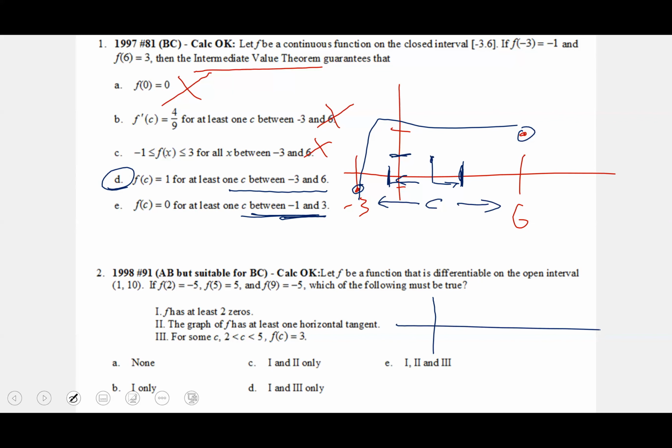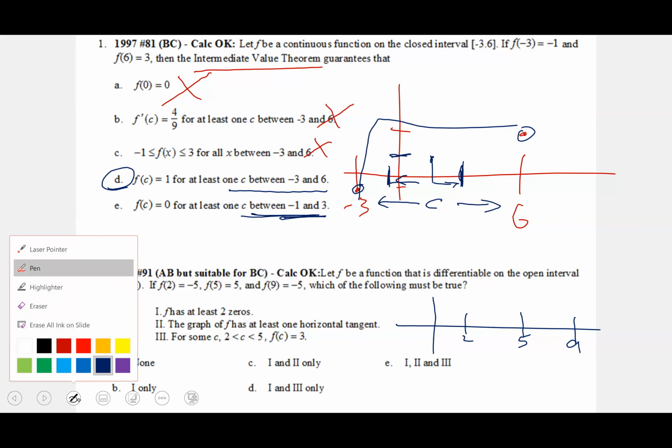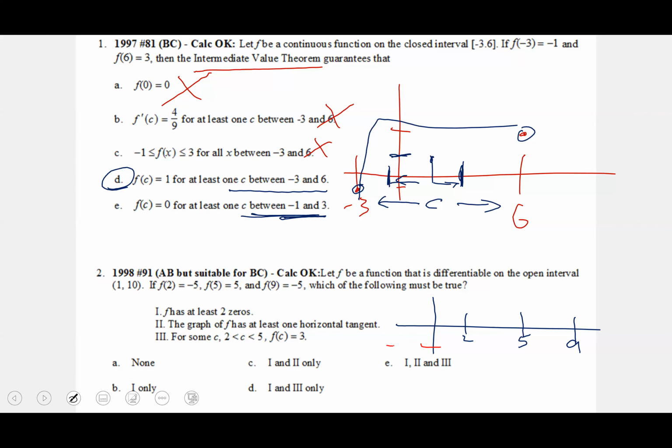When x is 2, 5, and 9, we have y values. So I'm not going to draw this to scale, but when x is 2, 5, and 9, we have y values of -5, 5, and -5. Okay, so something like this is everything we know so far.